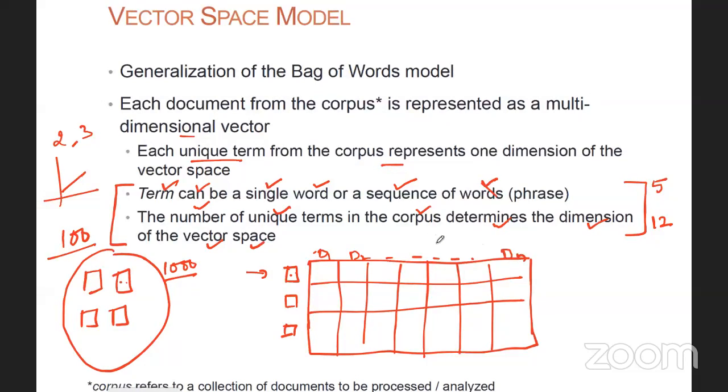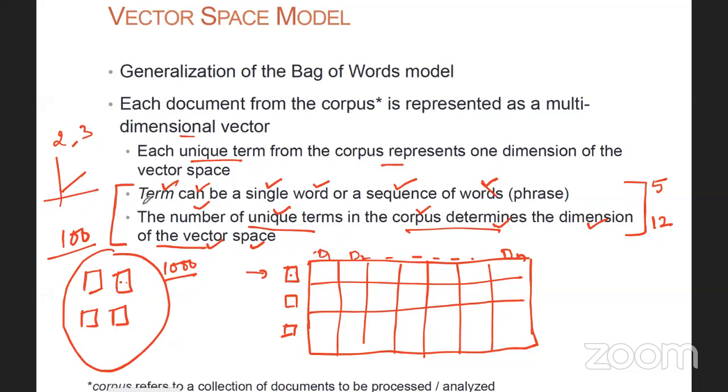So that is the dimension for the vector space. So a term can be a single word or a sequence of words. I can define a term as a single word or a sequence of words also. The number of unique terms in the corpus determines the dimensions of the vector space. So that's what we have discussed. Right? Now, what are these dimensions?